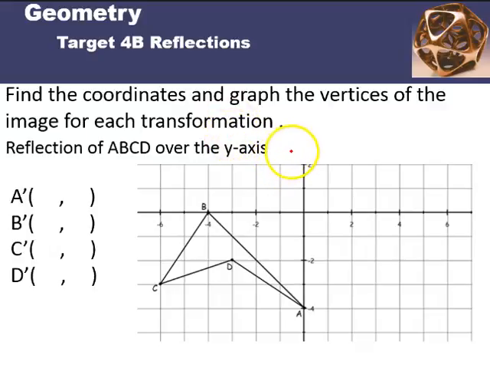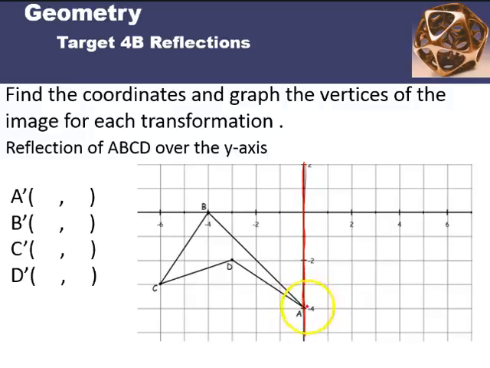Okay, so this is target 4B, retakes. This is reflections. This says to reflect over the y-axis. So I make my kids highlight the line of reflection. This right here, the y-axis, is a line of reflection. That's what I'm reflecting over. Now it's just a matter of counting from here.